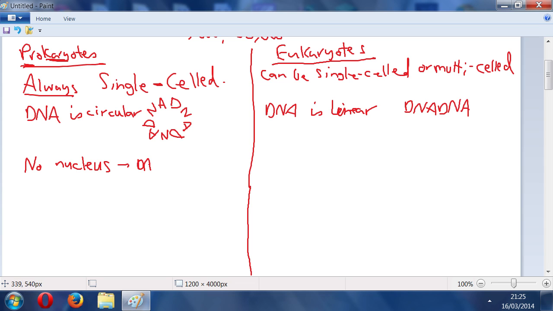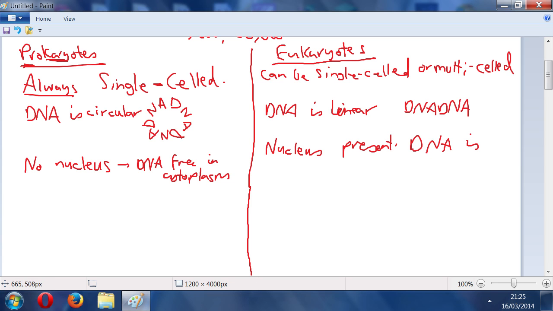So anyway, no nucleus, and the DNA is free in the cytoplasm. I recall there's also the nuclear plasm, which I talked about when doing the research for Biology 8. In eukaryotes the nucleus is present, so the DNA is inside the nucleus, as we've established. That's pretty cool.